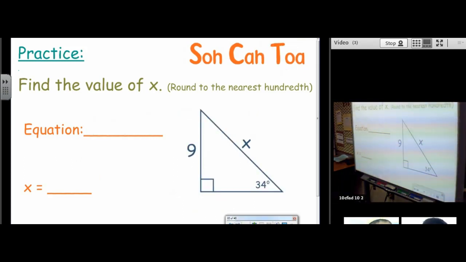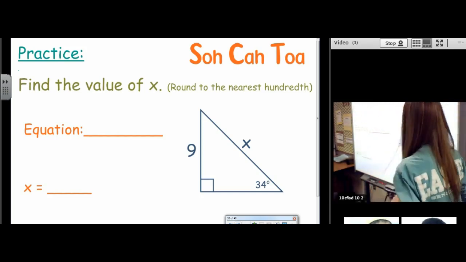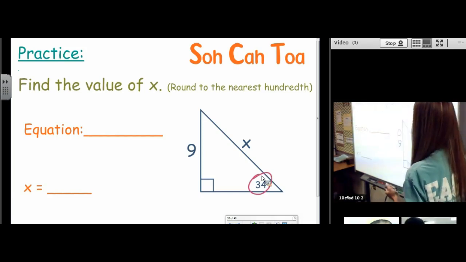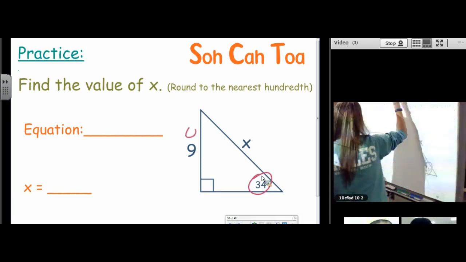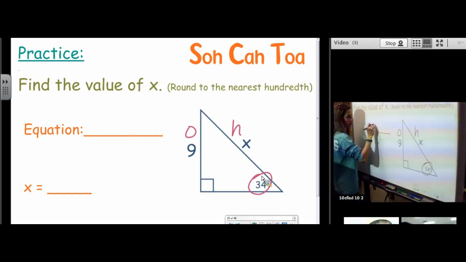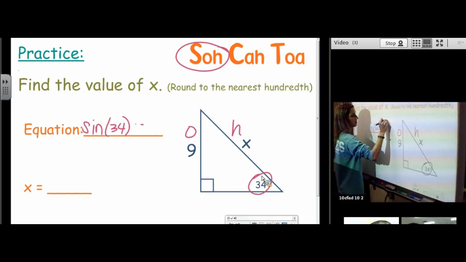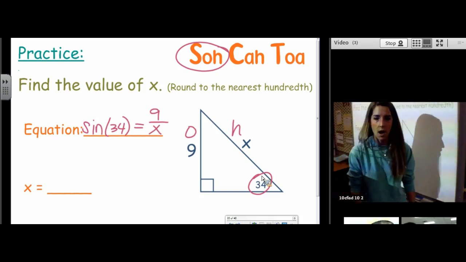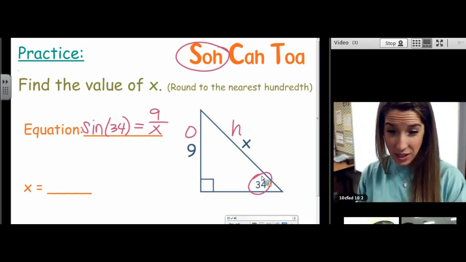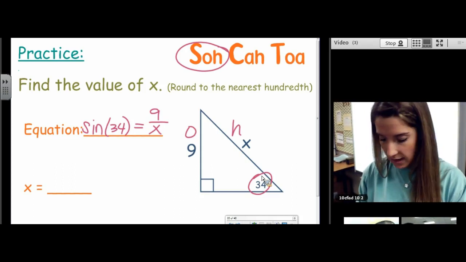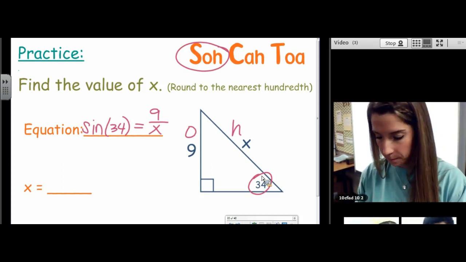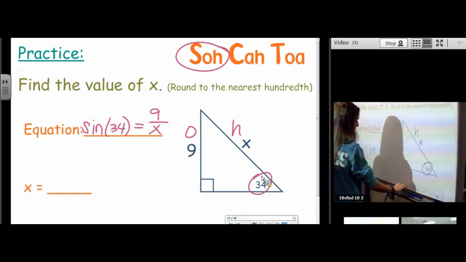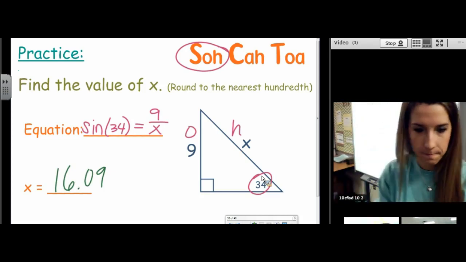Find the value of X. Okay. Circle your angle. Label the sides that you are given to work with. Opposite, hypotenuse. So sine is our winner. Equals opposite over hypotenuse. X is in the denominator. Denominator divide. Please make sure you type 9 into your calculator first. 9 divided by sine 34. 16.09. Hope we're okay with this. Good job.